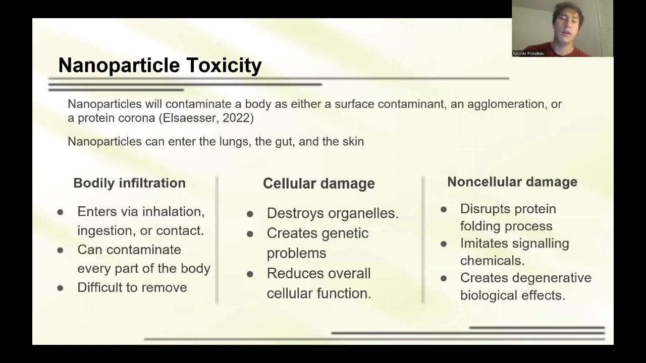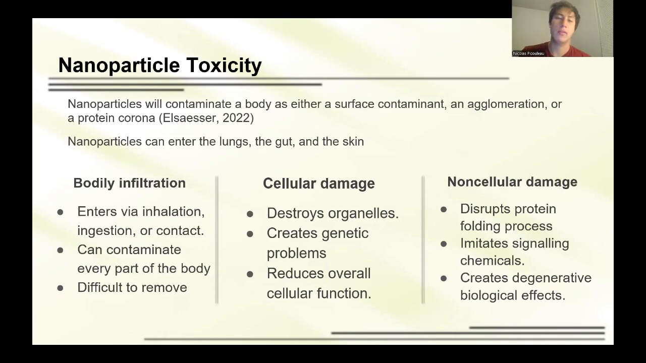Nanoparticle toxicity. So how do nanoparticles contaminate biological systems? This is actually a topic in toxicology which is really well known. Nanoparticles will contaminate a body either as a surface contaminant, an agglomeration, or a protein corona. Those are the three forms in which nanoparticles will contaminate a biological system.